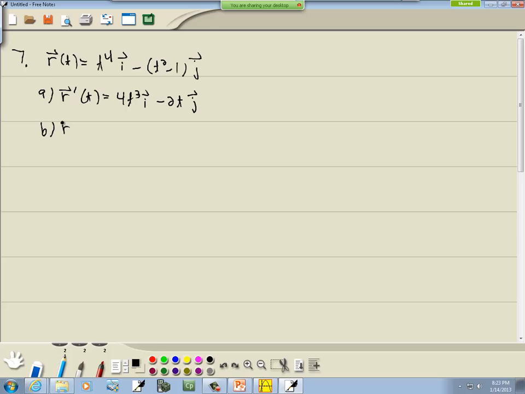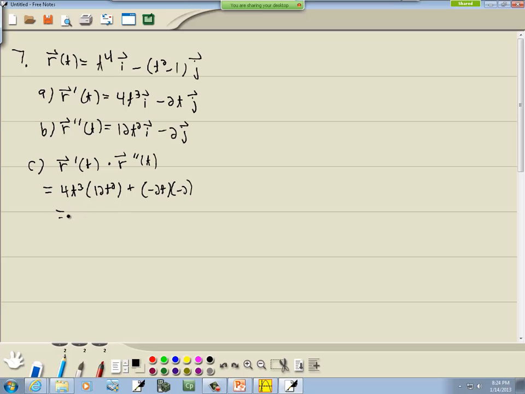Now for our second derivative, we're going to take what we just found and take derivative of it. So 4t to the 3rd becomes 12t squared i minus the derivative of 2t is 2 and then a j. Then the dot product of our first derivative and our second derivative. Well, the dot product, you multiply what's in front of your i's. So I'm going to have 4t to the 3rd times 12t squared plus, and then you multiply what's in front of your j's. So I got negative 2t times negative 2. 4 times 12 is 48. T to the third times t squared gives you t to the fifth, plus negative 2 times negative 2 is 4, so this gives us 4t. And that's our answer. Or I guess I should say answers for that problem.